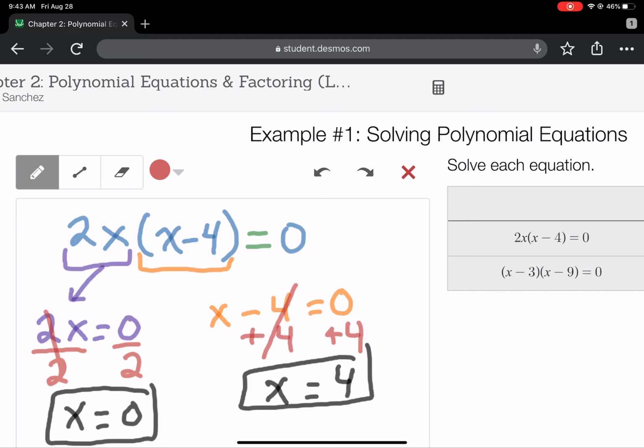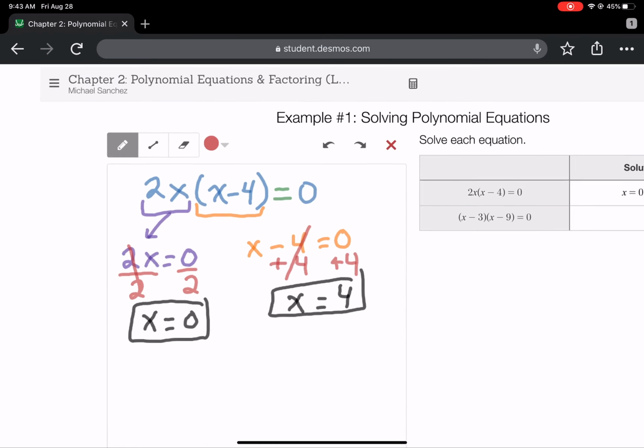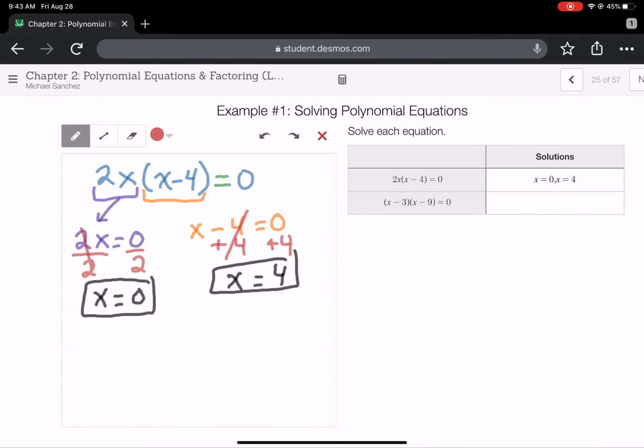Now, if I were to replace both x's with a 4, this would be 8. 2 times 4 would give me 8. And then I would multiply that times 4 minus 4, which is 0. So then that would be 8 times 0, which is also equal to 0. So that's why we set both pieces equal to 0, because both terms could be 0 and make our equation true. All right, so the same thing works when I'm multiplying two binomials.